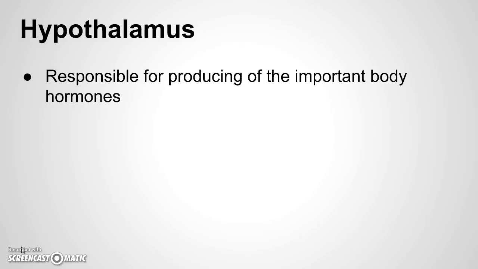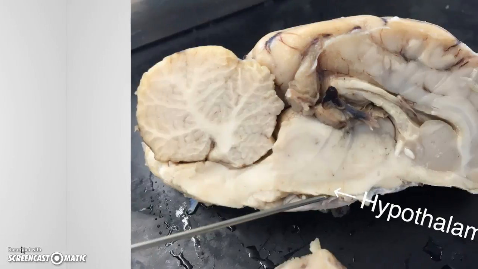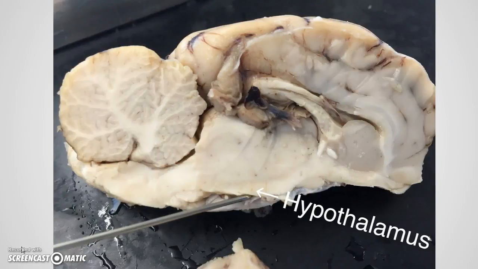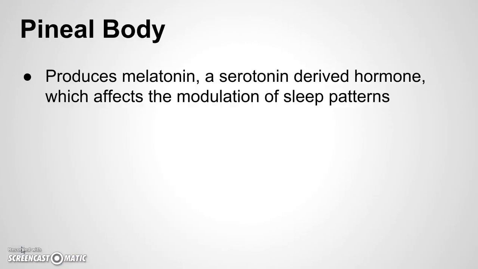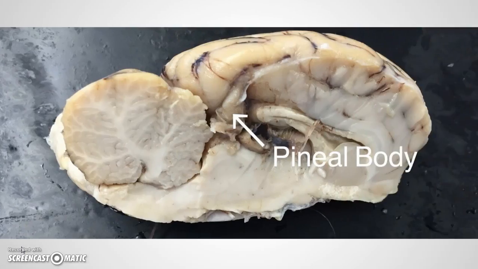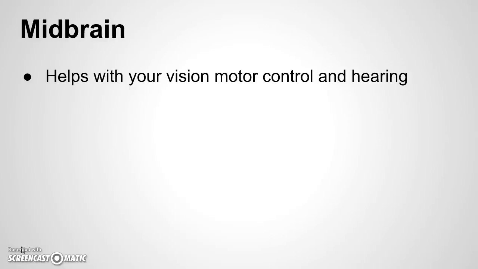We also have the hypothalamus. The hypothalamus is the section that is responsible for producing important body hormones. Those hormones help you figure out if you're hungry, if you have a temperature, and the hypothalamus affects your mood and behavior. The pineal body produces melatonin, a serotonin-derived hormone which affects the modulation of sleep patterns. The midbrain helps your vision, motor control, and your hearing.